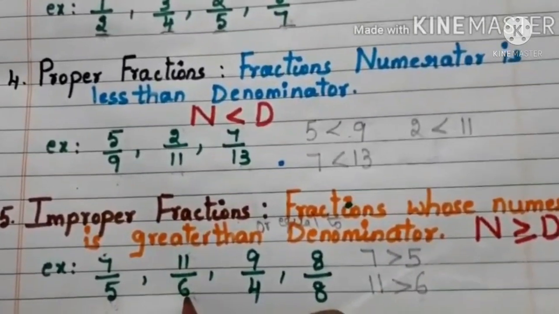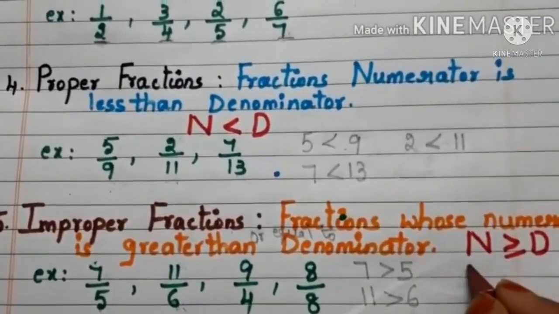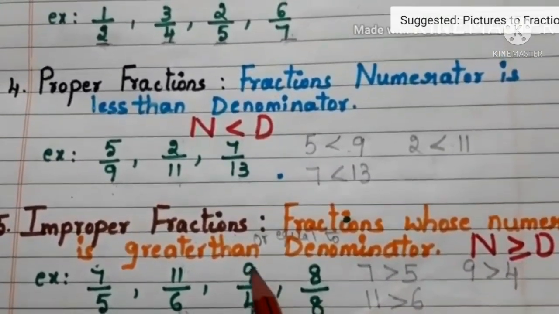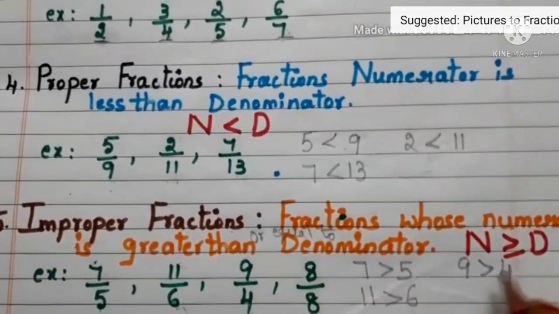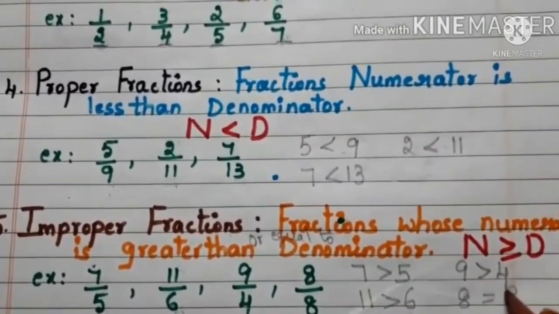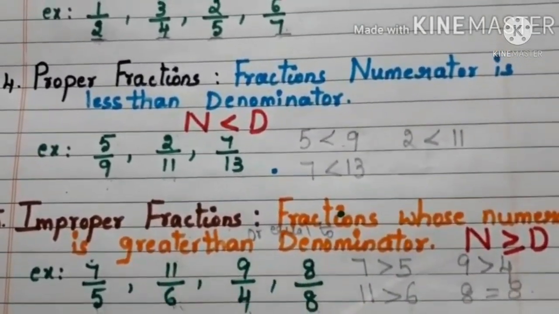So 11 by 6 is an improper fraction. 9 by 4. In 9 by 4, the numerator 9 is greater than denominator 4. So 9 by 4 is an improper fraction. 8 by 8. In 8 by 8, the numerator 8 is equal to the denominator 8. So 8 by 8 is an improper fraction.